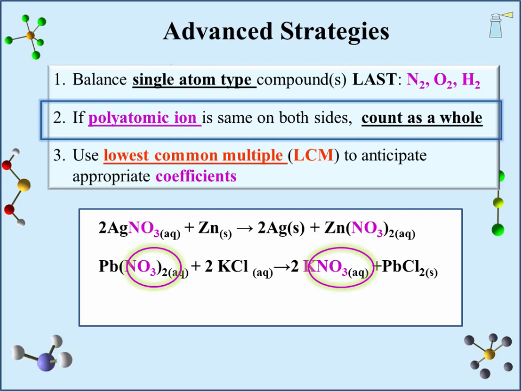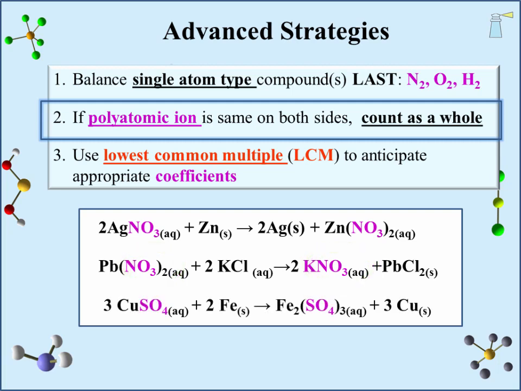counted as a whole. In this oxidation reduction reaction, the sulfate polyatomic ion remains unchanged in the reaction, and balancing this equation is easier when counting the sulfate ion as a single entity. In each of these reactions, the polyatomic ion is not involved in the chemistry, with the exception of exchanging cation partners. That is why this strategy is a time saver.